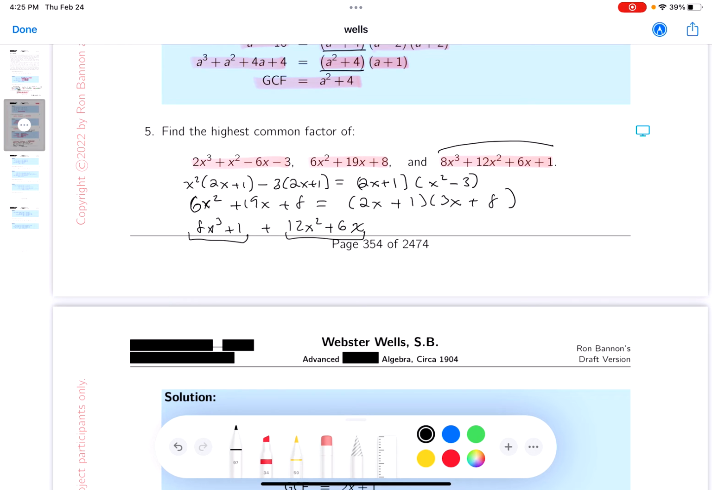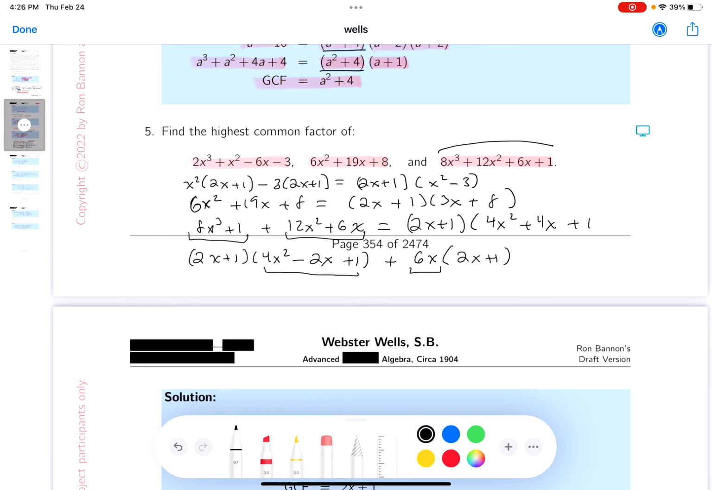What's the first guy going to factor? It's going to factor 2x plus 1 times 4x squared minus 2x plus 1, plus, how does the second guy factor? 6x. So what do you get over there? 2x plus 1. So I think I know the factorization. It's 2x plus 1 times this plus this. And what does that give me? 4x squared plus 4x plus 1.